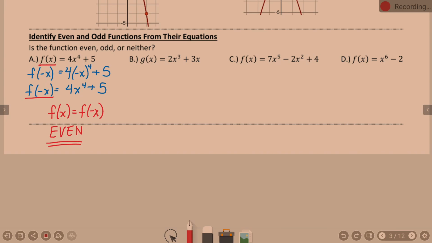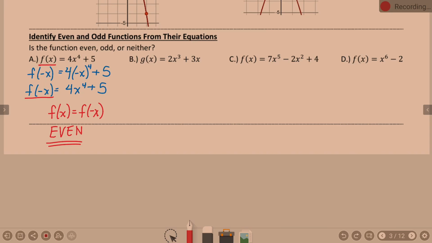And once you know that it's even, you're done. Stop there. We're not going to find something that's going to be even and odd at the same time. It's even or odd or neither. We don't get a both category here. So there's an even example for you.